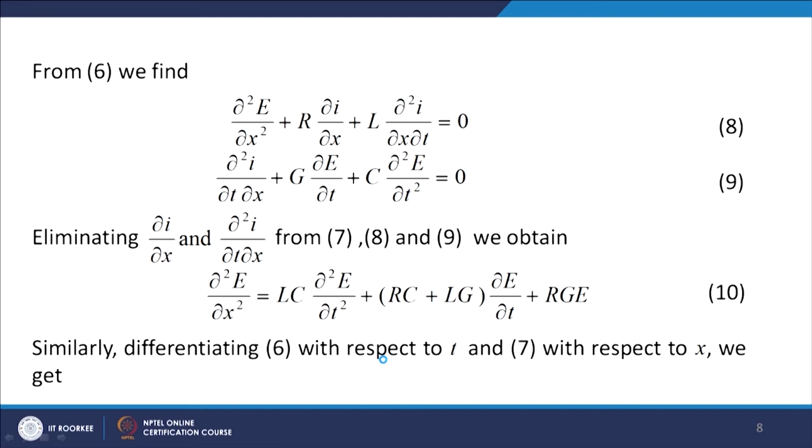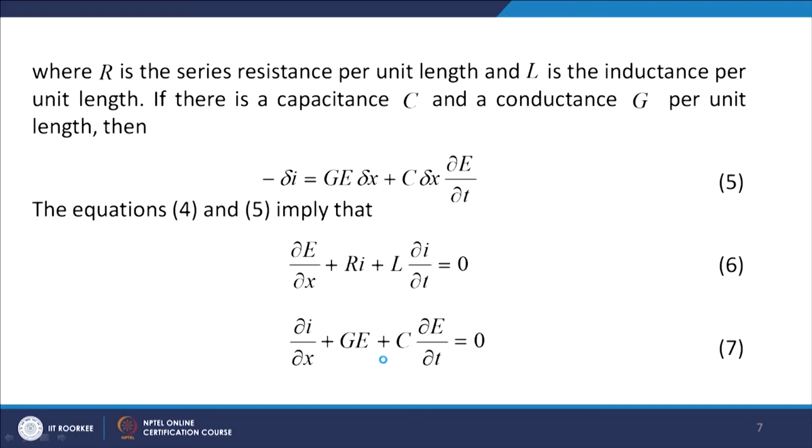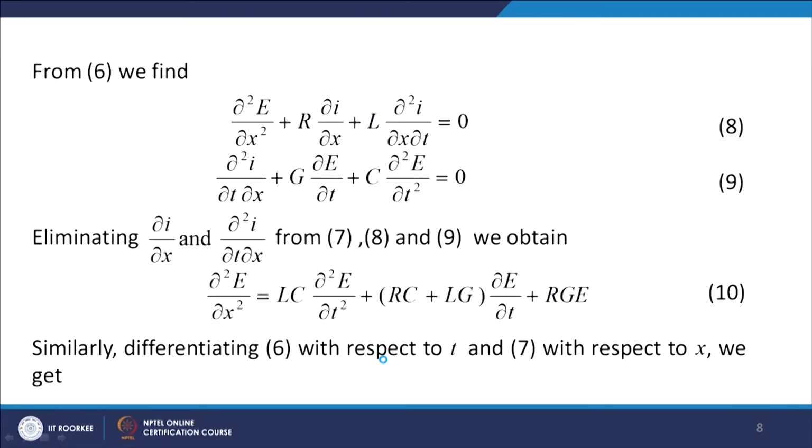Now, let us eliminate the partial derivatives of I with respect to x and the second order partial derivative of I with respect to t and x from the equations 7, 8 and 9. In the 7th equation we have the partial derivative of I with respect to x, and in the 8th equation we have the partial derivative of I with respect to x and the second order partial derivative of I with respect to x and t, and in the 9th equation also we have the second order derivative of I with respect to x and t.